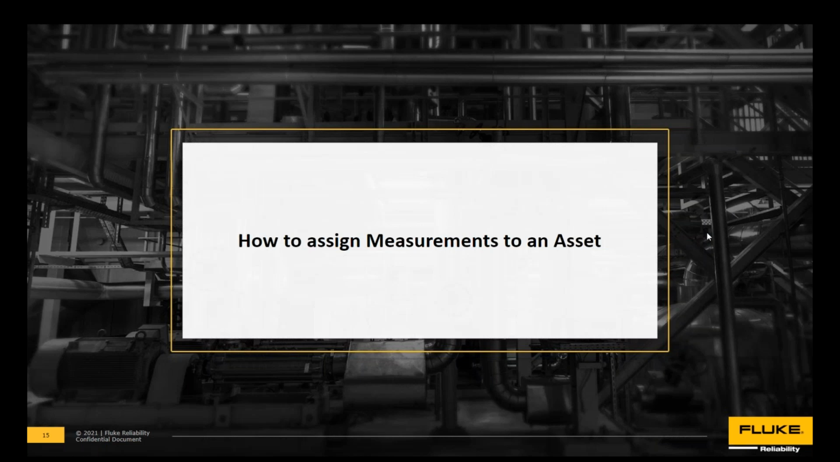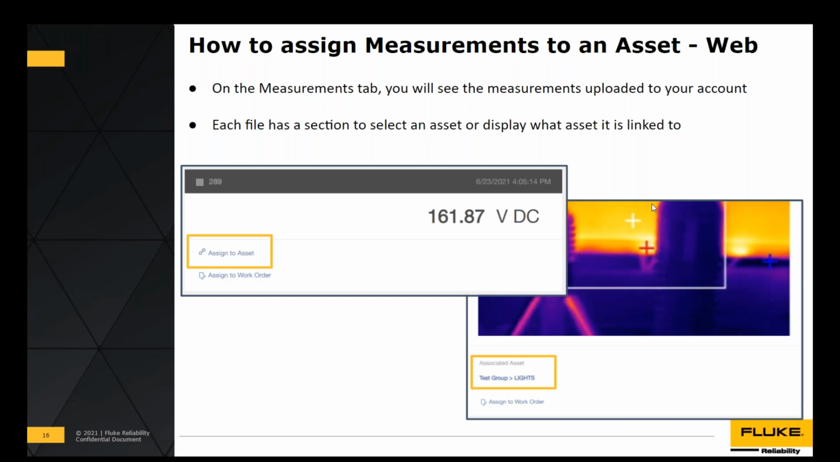Now let's go into how to assign a measurement to an asset. Inside of the website, you'll go to your measurements tab at the top, and that will bring up the list of all of the measurements that are currently inside of your account. Under each specific measurement, it will either say assign to an asset, and it will have this link icon next to it. So this means that this specific measurement is not linked up to an asset.